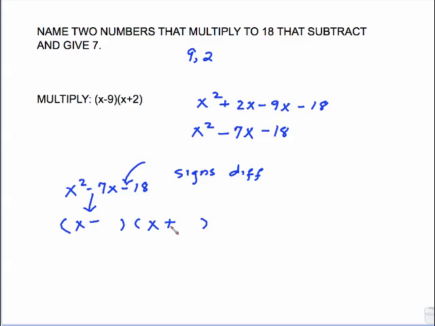Different signs, difference. Here's the neat thing about always putting your middle sign in the front parenthesis. When you have these different signs like this, you are always going to put your bigger factor in the front parentheses. So once you decide it's 9 and 2, you put your bigger factor in the front parentheses. A common mistake is for people to do x plus 9 times x minus 2. But that's going to give us the wrong middle sign. So that's why this little rule is very nice.